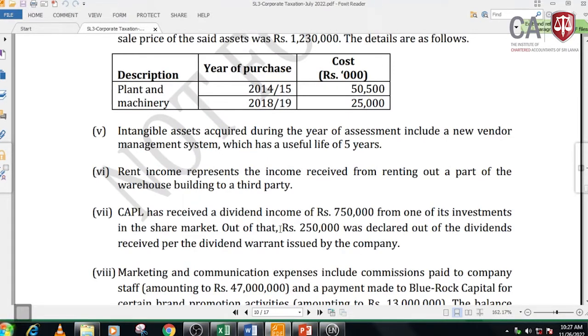Here, CAPL has received dividend income 750,000 from one of its investment in the share market. Out of that, 250,000 was declared out of the dividend received per the dividend warrants issued by the company. Then 250,000 is exempt dividend received out of dividend income. Then 750 minus 250, it's a 500,000, it's a liable dividend.